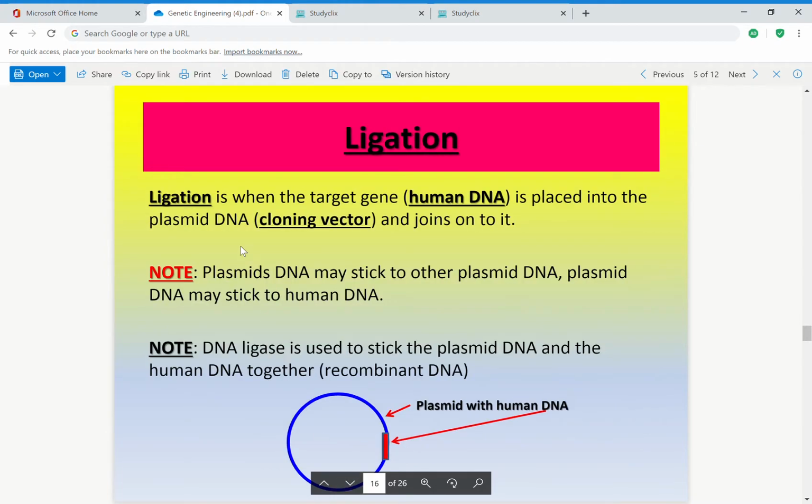Third one is called ligation. This is when the target gene is placed into the plasmid DNA and joins to it. So essentially we've just put the two together. The plasmid DNA may stick to other plasmid DNA and the plasmid DNA may stick to the human DNA. This term, DNA ligase, is kind of like a DNA glue that's going to combine them together.